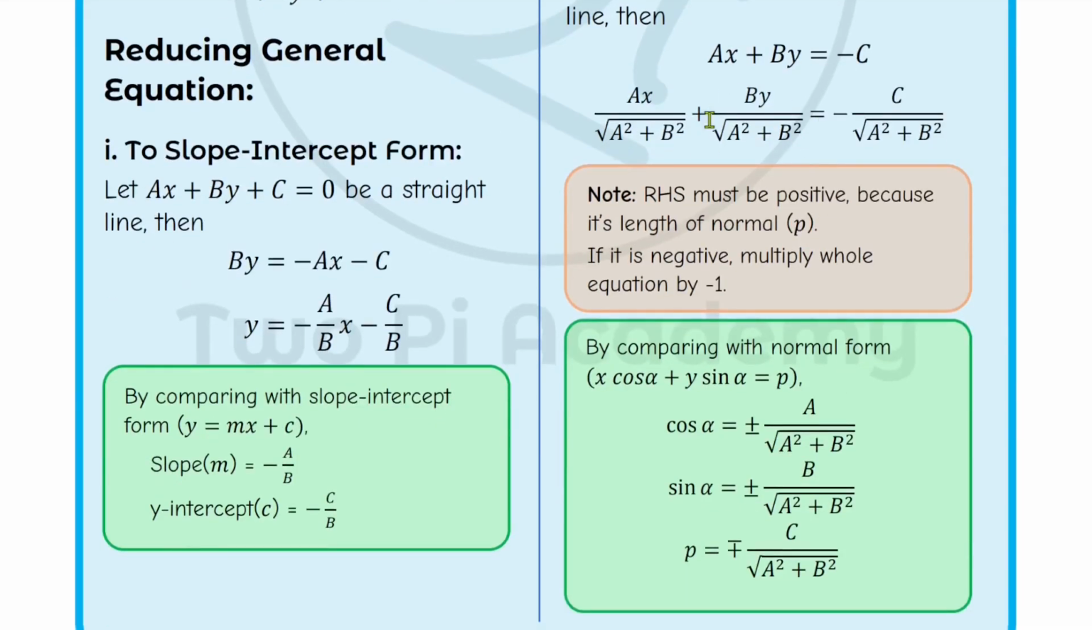And by comparing this equation with the normal form, we get cos alpha as plus or minus a by square root of a squared plus b squared. As we said before, if it is negative, we have to multiply by -1, right? So it can be either plus or minus. And sin alpha is plus or minus b by square root of a squared plus b squared. And you know that cos square alpha plus sin square alpha is always 1, right? And that is true in this case. Finally, we have p is equal to minus or plus, it will be opposite of cos and sin, c by square root of a squared plus b squared.